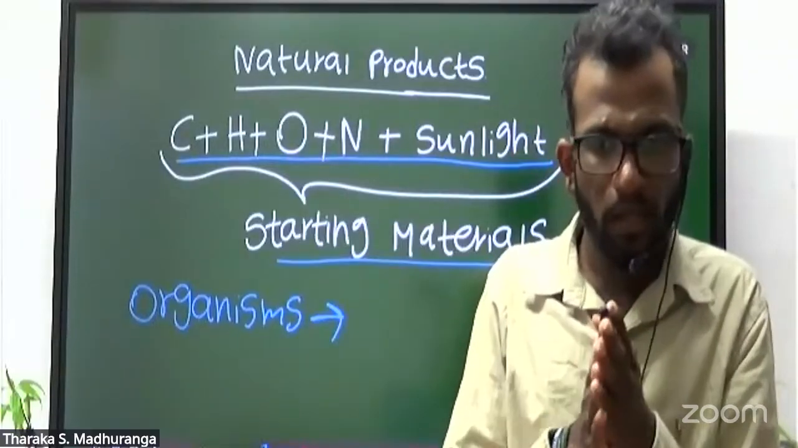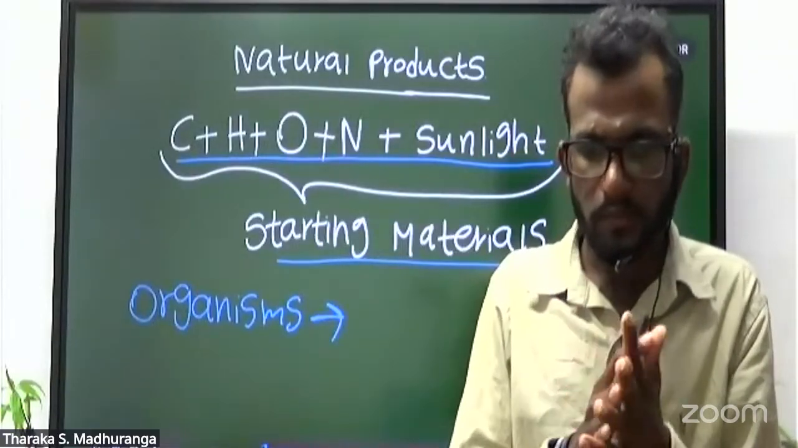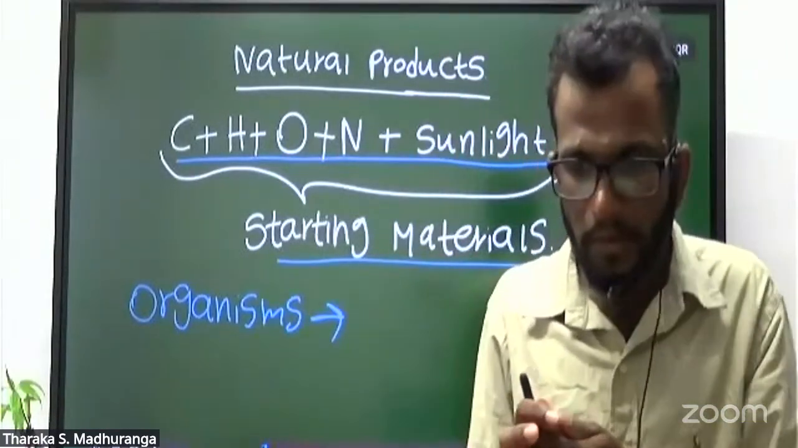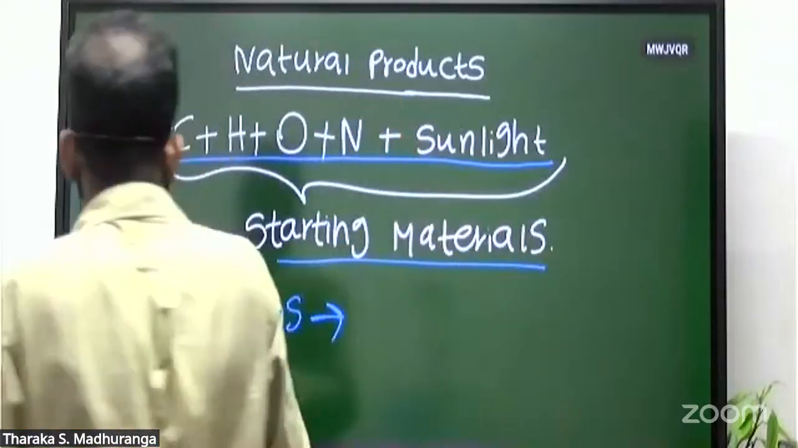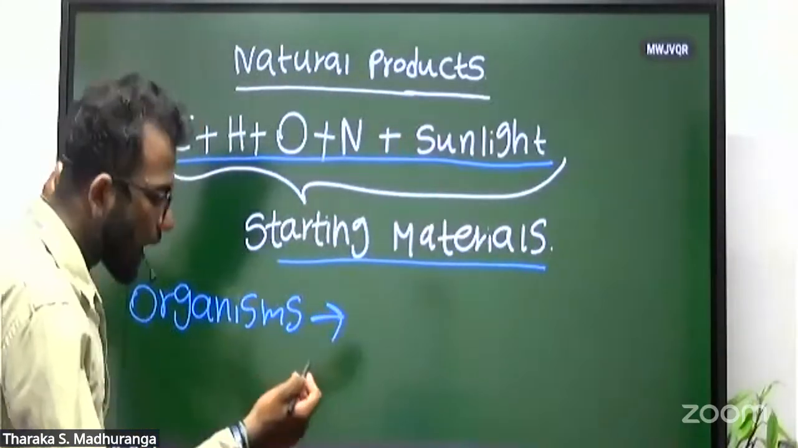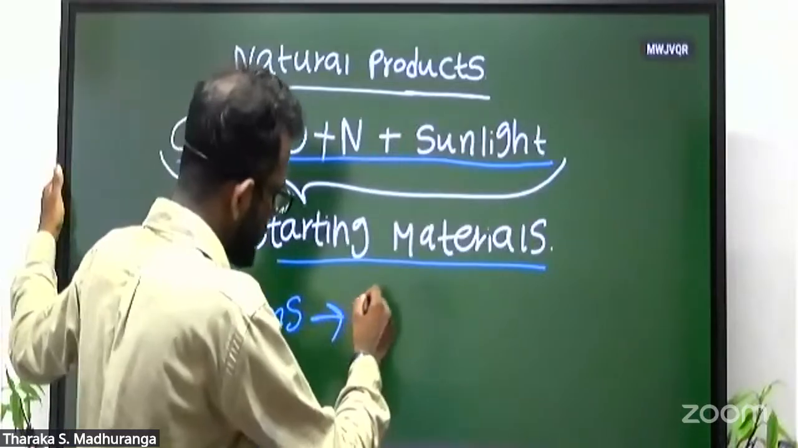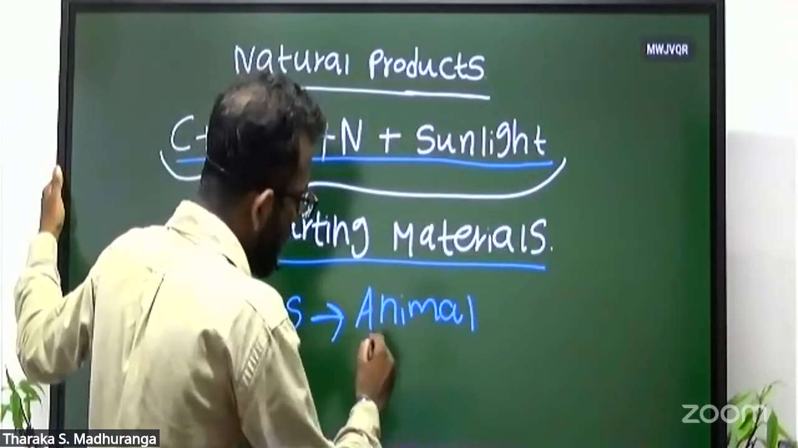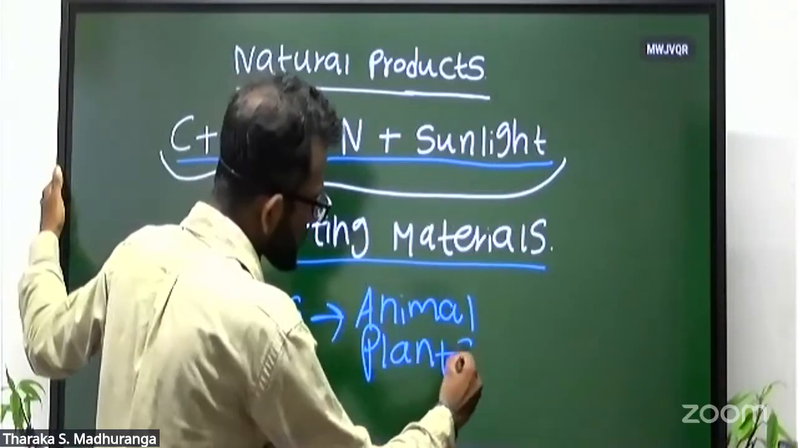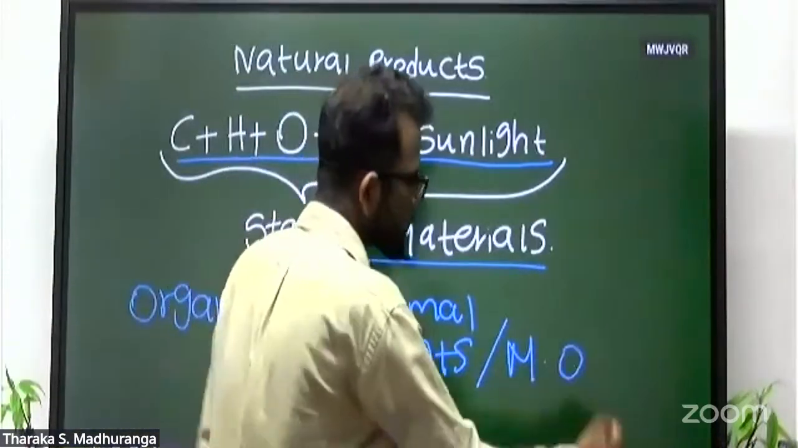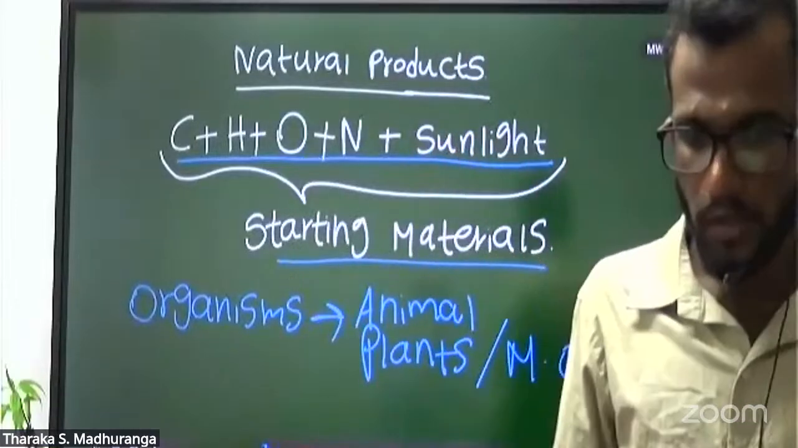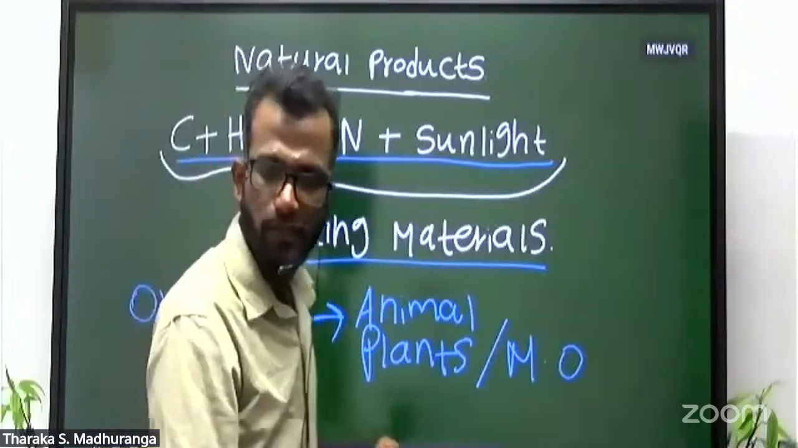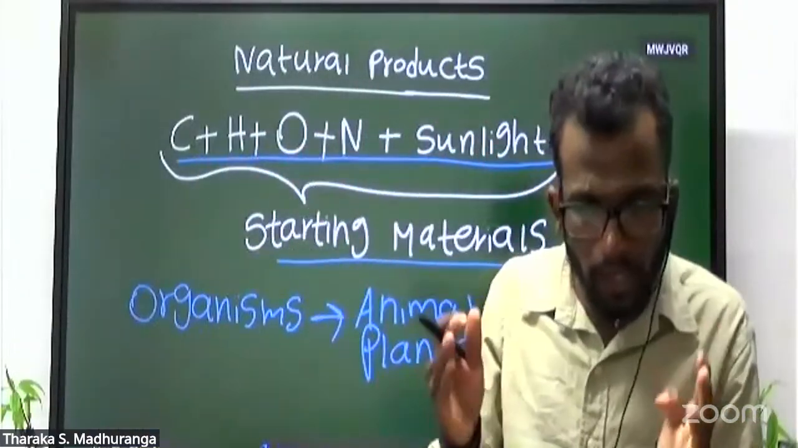Yeah, very good. Now correct. The organisms are mainly three types: animals, plants, and microorganisms. Organisms mainly three types: animals, plants, and microorganisms. Okay, then what are the natural products?